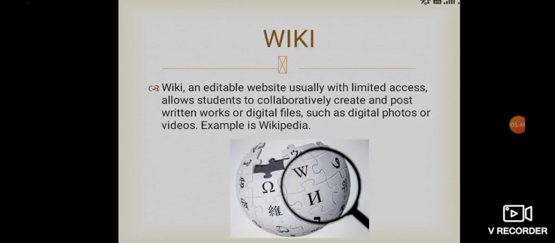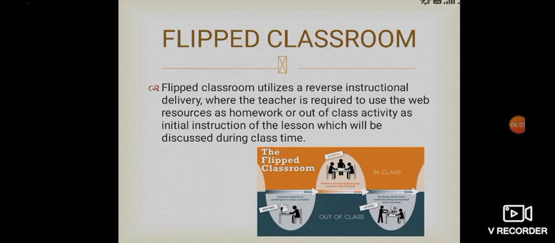Next is wiki, an editable website, usually with limited access, that allows students to collaboratively create and post written works or digital files, such as digital photos or videos. An example is Wikipedia, and we often see it on Google when we search for something. Next is flipped classroom. Flipped classroom utilizes a reverse instructional delivery where the teacher is required to use web resources as homework or out of class activity as the initial instruction of the lesson, which will be discussed during class time.